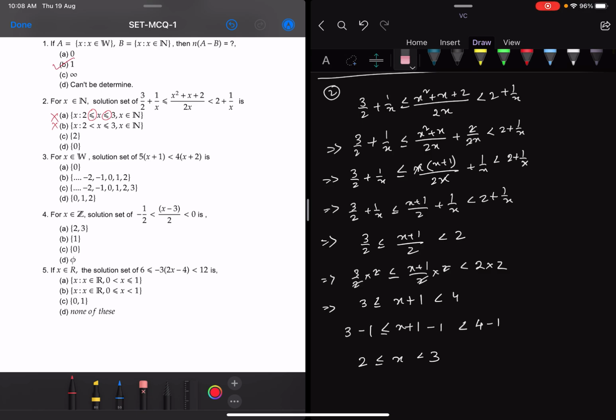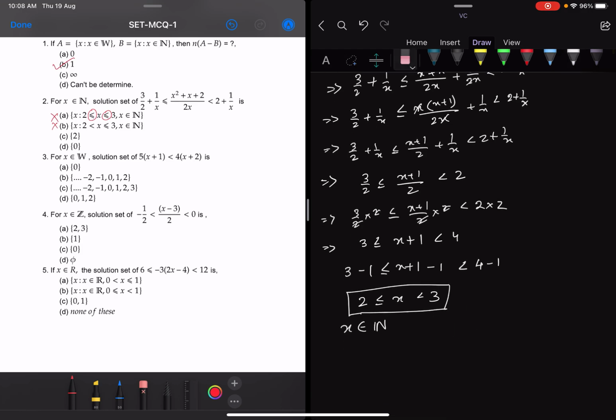Now we can see that x belongs to natural number. From this solution, if x belongs to natural number, only the number 2 can be found in the solution set. Why? Because x is greater than or equal to 2 and less than 3, so x cannot be 3, and x can be 2. So this is the answer. Our solution set is this one.